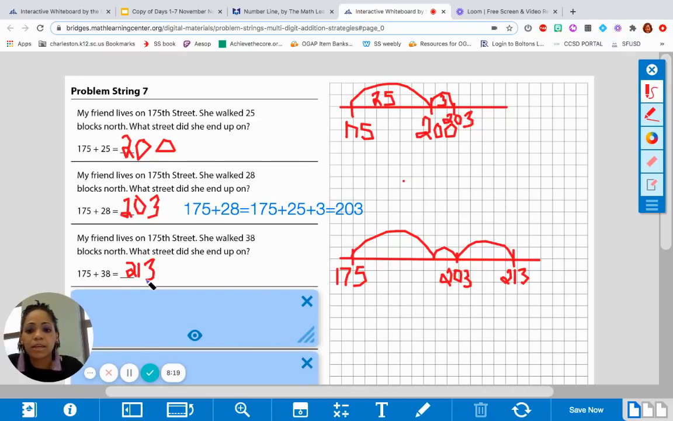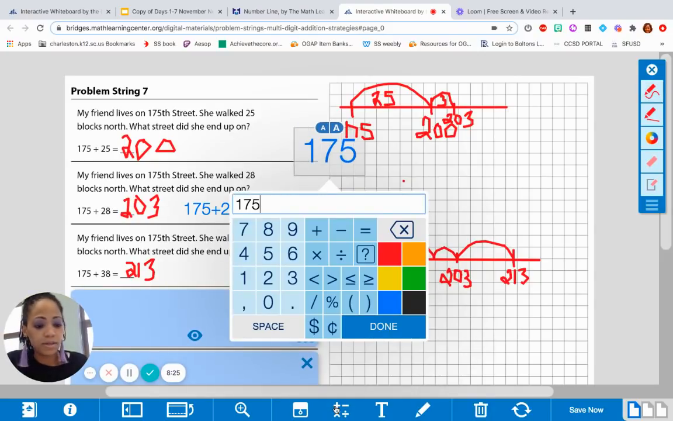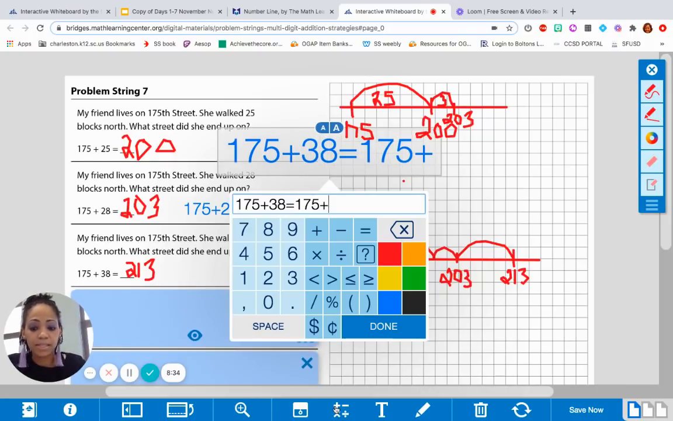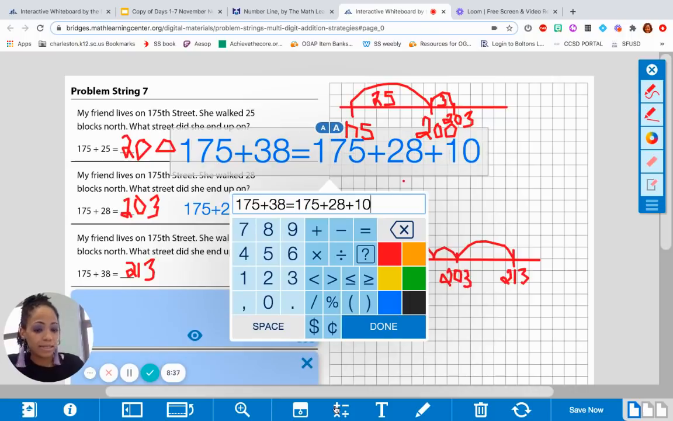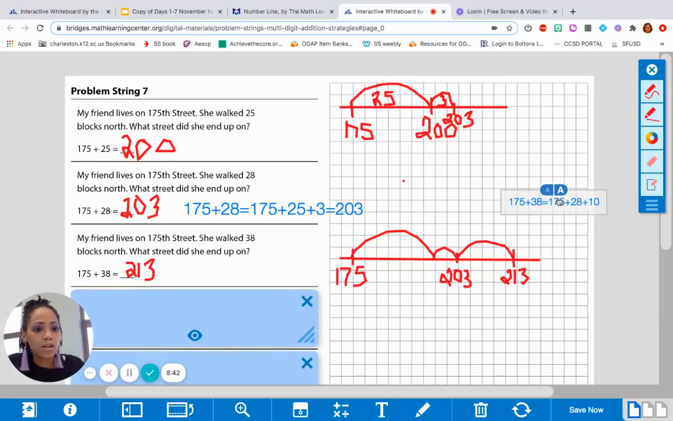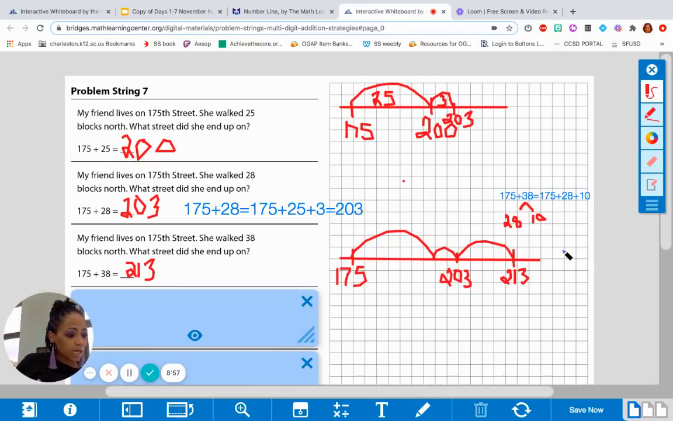Let me show you another way that I could write that out. I'm going to say 175 plus 38 equals 175 plus 28 plus 10. Okay? I'm going to add that over here, make it smaller, and just so you really see what I'm talking about, I broke 38 up into 28 and 10. Right? Are we good? You good with that? All right. Let's keep it moving then. Next one.